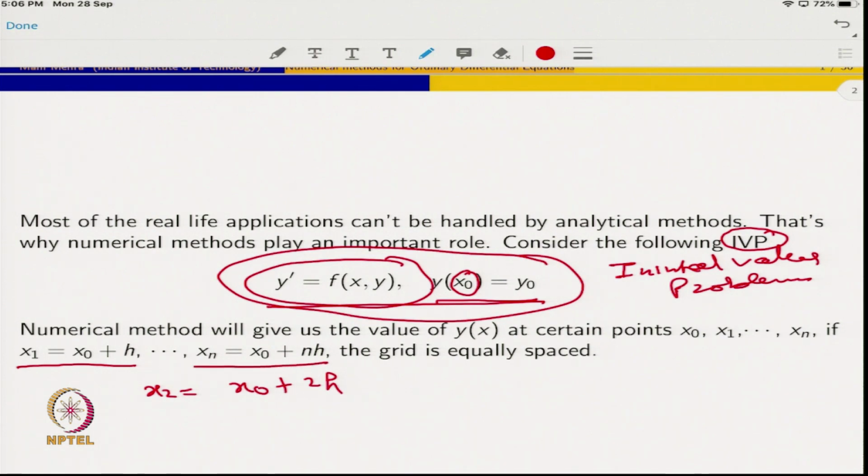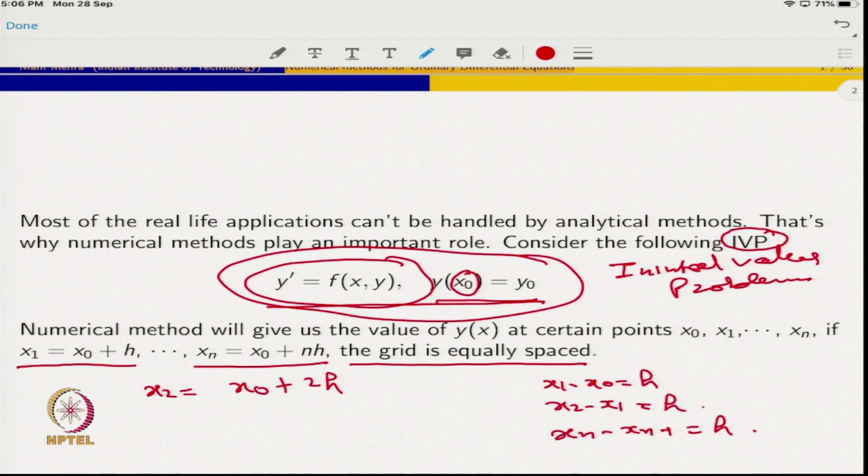Again, just for simplicity, we are considering that the grid is equally spaced, meaning x1 minus x0 is h, x2 minus x1 is also h, and xn minus xn minus 1 is also h, meaning the difference between each grid point is the same. We can also work with a non equally spaced grid, but we will see that later on. Right now, for simplicity, we are considering an equally spaced grid.